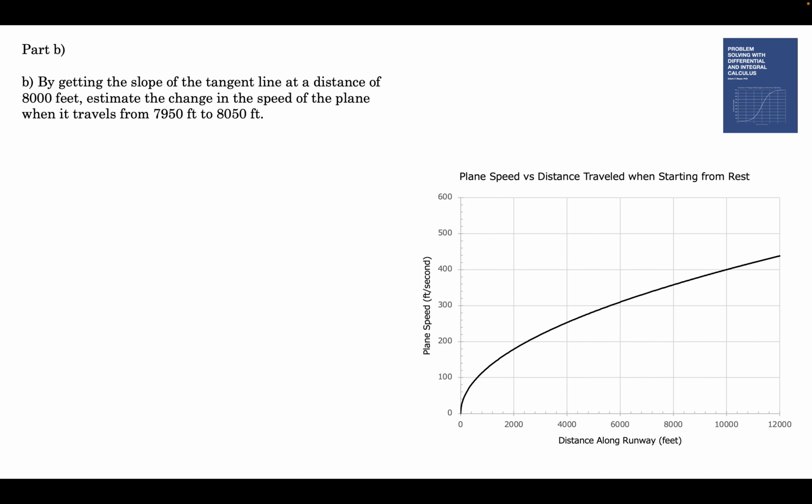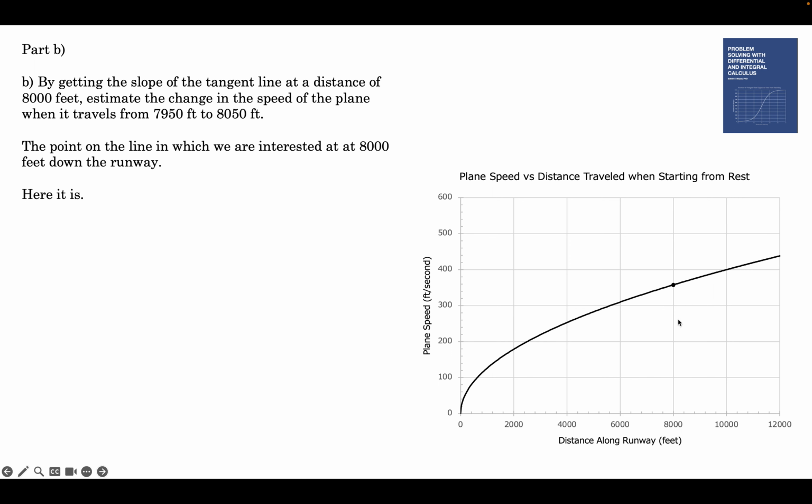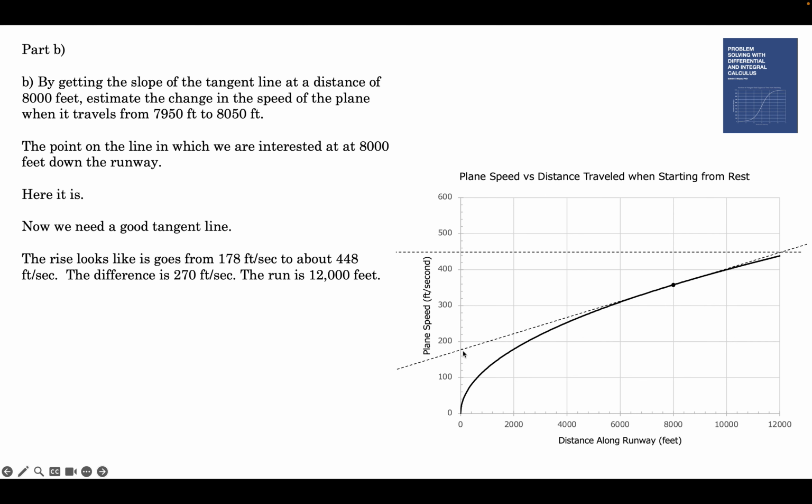On to part B. Now we're going to do 8,000. First, we label the point, and then we draw a good tangent line carefully. To get the rise and run, we're going to have to draw a horizontal line over the axis. The rise, that's like 180 to 178. This is 440, and that's 460. It's a little bit less than half, 448. And the run is the whole thing. That's easy. The run's 12,000 feet. So the rise is about 270, and again, 3 significant digits is pushing it.